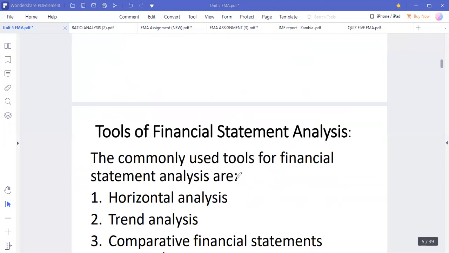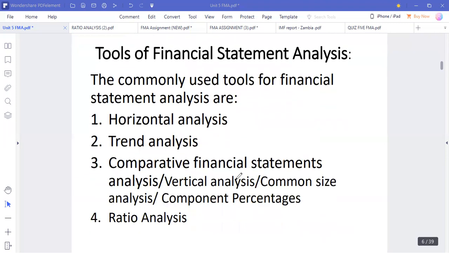And so the tools that are used in financial statement analysis basically are four. We have the horizontal, the trend analysis, the vertical analysis, and the ratio analysis. So today we're going to look at the ratio analysis. The previous session was about trend analysis and horizontal as well as vertical.